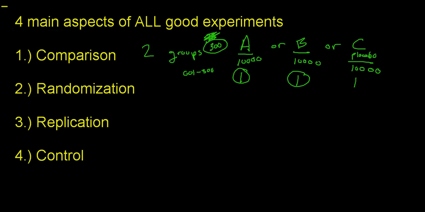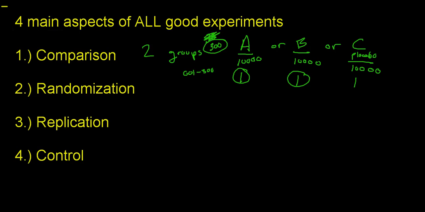Start from scratch and do the whole experiment again with another 300 people, another 300 people. Because if you can continue to show from one experiment to the other that medication A always comes out on top, well, boy, you have more evidence that medication A is better.